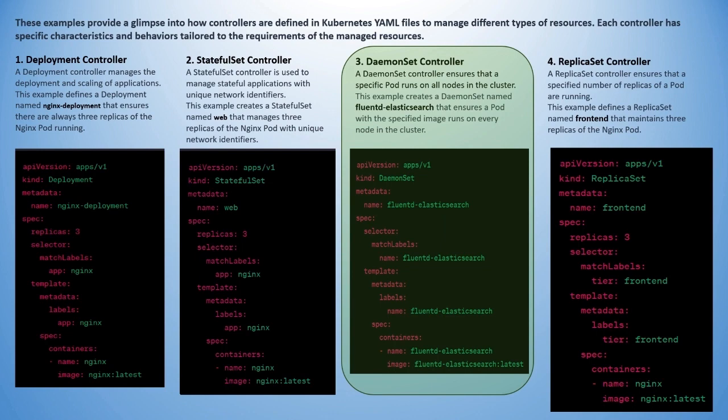A daemon set controller ensures that a specific pod runs on all nodes in the cluster. This example creates a daemon set named Fluent Elasticsearch that ensures a pod with the specified image runs on every node in the cluster.